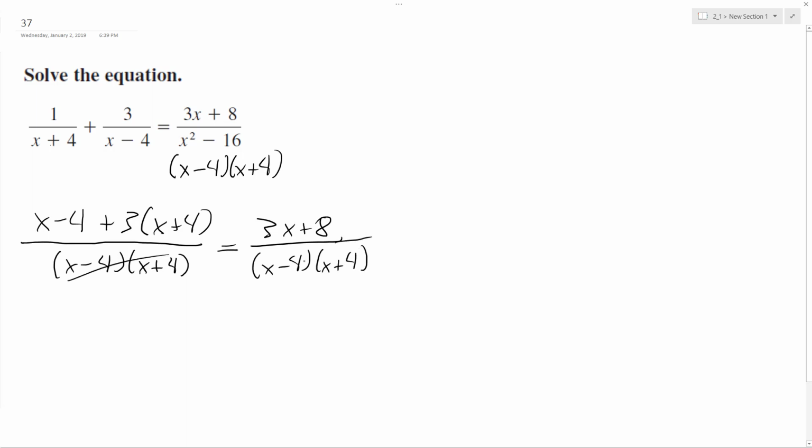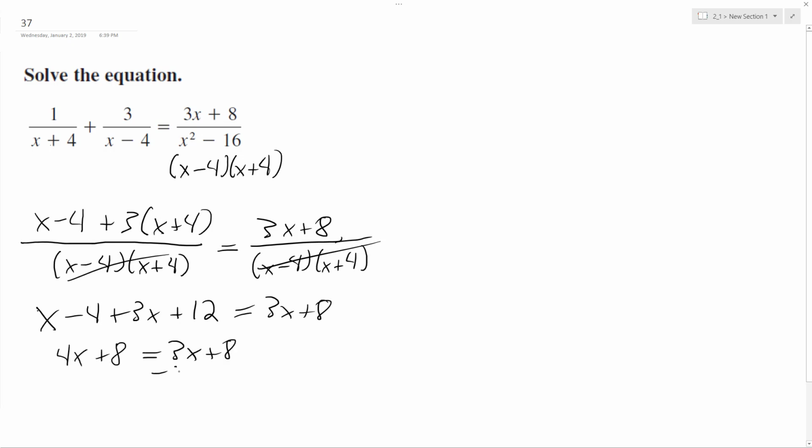All right, so I can drop the denominators since they're the same. So combine like terms: x - 4 + 3x + 12 equals 3x + 8, so this ends up being 4x + 8 equals 3x + 8. Subtract 3x, subtract 8, and I get x is equal to 0.